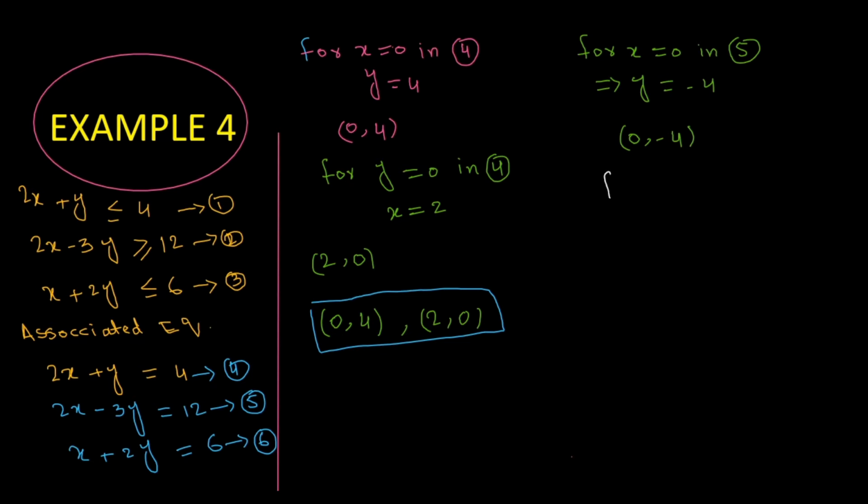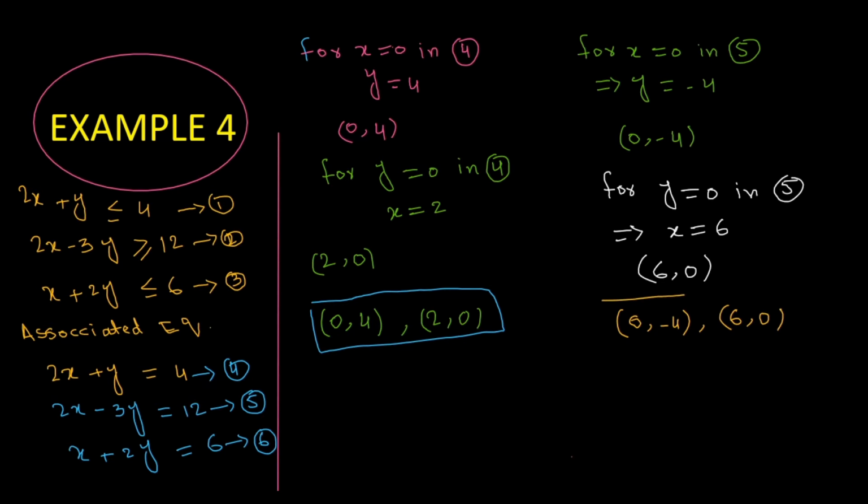Next, for y equal to 0 in equation 5. When we put y equal to 0, this means that 2x is equal to 12, which means that x is equal to 6. So our point is (6, 0). These 2 points, (0, -4) and (6, 0), satisfy equation 5.